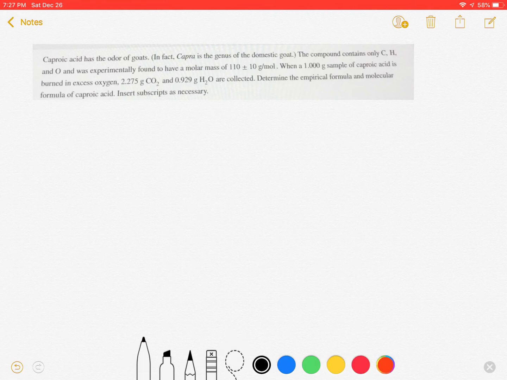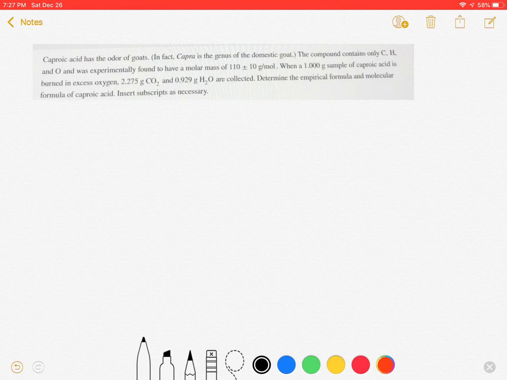So here's the question. Cuproic acid has the odor of goats. The compound contains only carbon, hydrogen, and oxygen, and was experimentally found to have a molar mass of 110 plus or minus 10 grams per mole. When a 1 gram sample of cuproic acid is burned in excess oxygen, 2.275 grams of carbon dioxide and 0.929 grams of H2O are collected. Determine the empirical formula and molecular formula of cuproic acid.